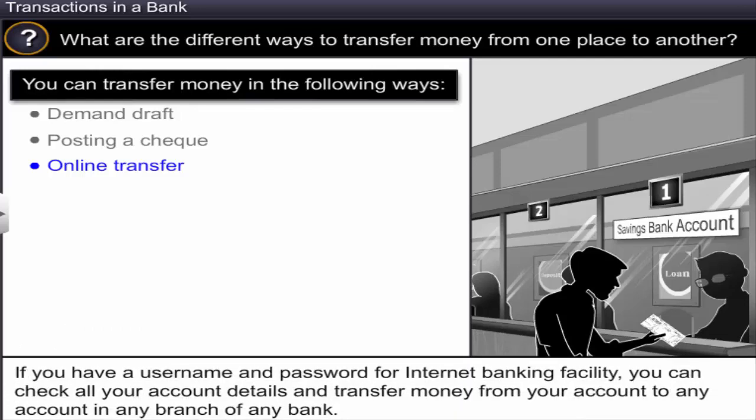Money can also be transferred from one bank to another through online banking. If you have a username and password for internet banking facility, you can check all your account details and transfer money from your account to any account in any branch of any bank.